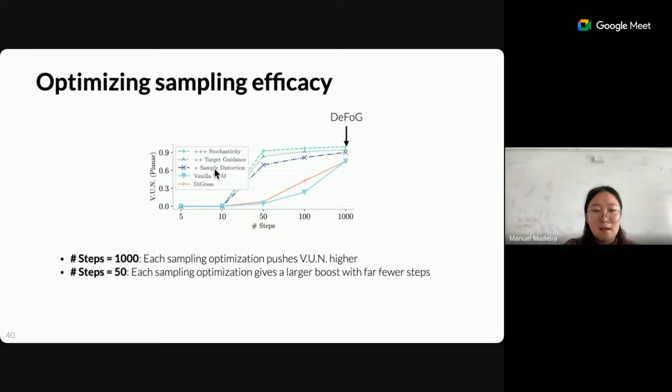For example, by adding only sample distortion, we can change the VUN from 10% to 70%. And after this, we can add target guidance on top of that. With only those two strategies, with 50 steps, we can already have better performance than DiGress with 1,000 steps.